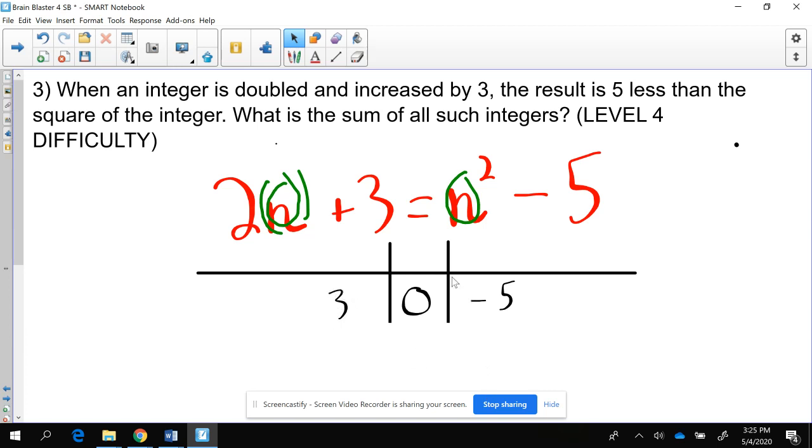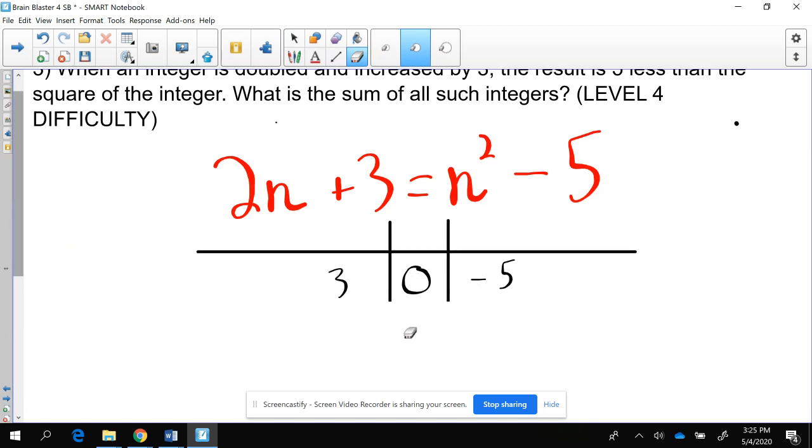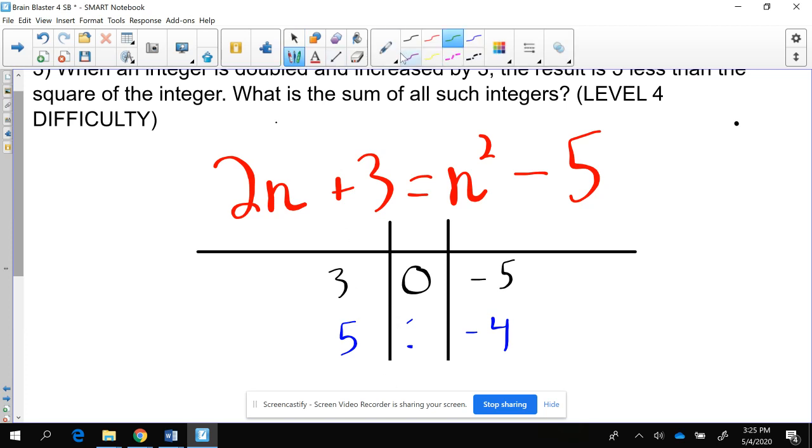This is the number we're going to plug in right here. You get 3 on this side and you get -5 on this side. So what you can do is start plugging in numbers to both sides. Let's start with 0, and if that's not correct, let's go to the next one. How about we choose the number 1? That's another easy number we can use.